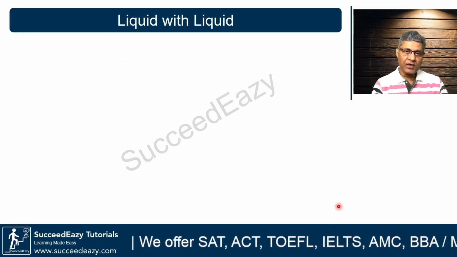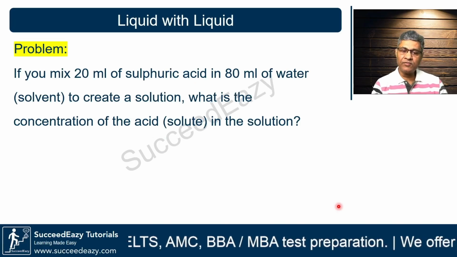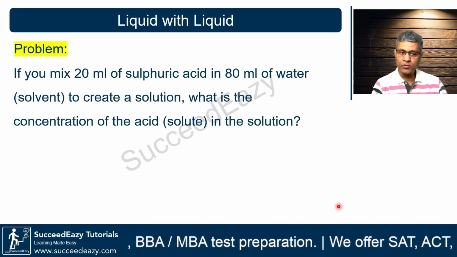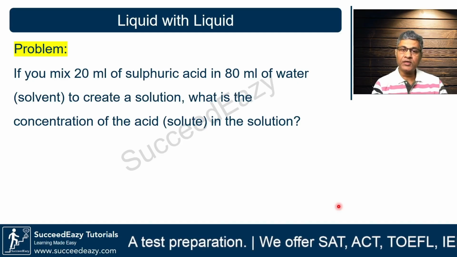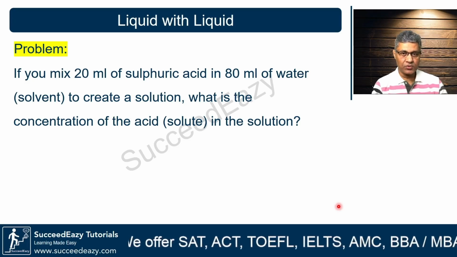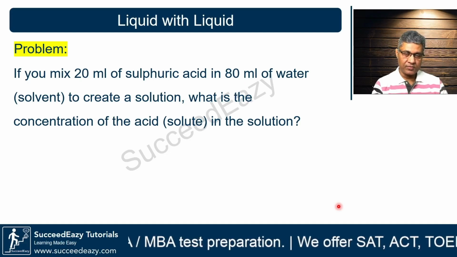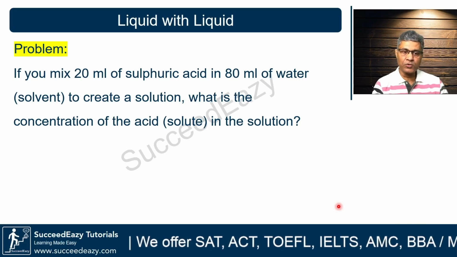So now let us take up a problem based on mixture of liquid with liquid. If you mix 20 milliliters of sulfuric acid in 80 milliliters of water, that is a solvent, to create a solution, what is the concentration of the acid, that is solute, in the solution? You may pause the video and come back to it for answers. You can follow this process for all the questions that you see on this video.